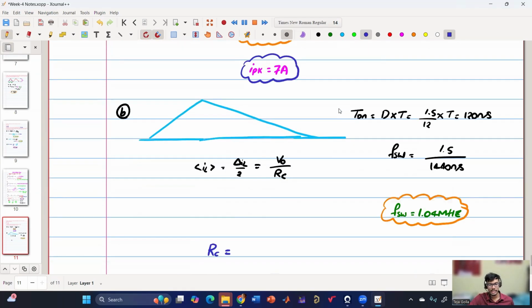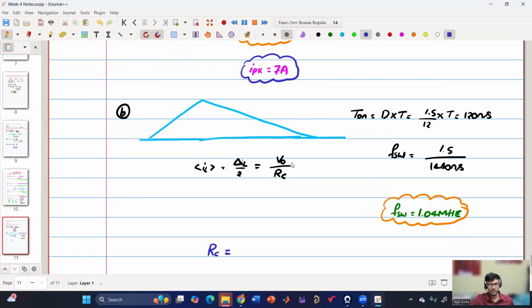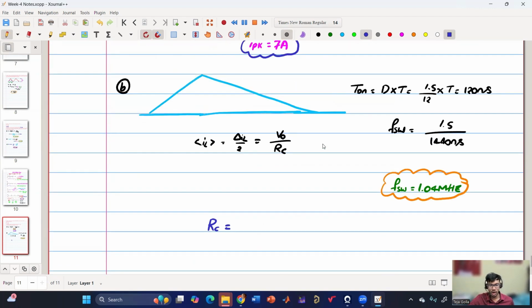So what is the critical resistance RC value? V0 by RC equal to delta L by 2. Yes, so delta L by 2 is 3.5, V naught is 1.5. So RC is 1.5 by 3.5, which is 15 by 35 and 3 by 7. So RC is 3 by 7 ohms. Clear?